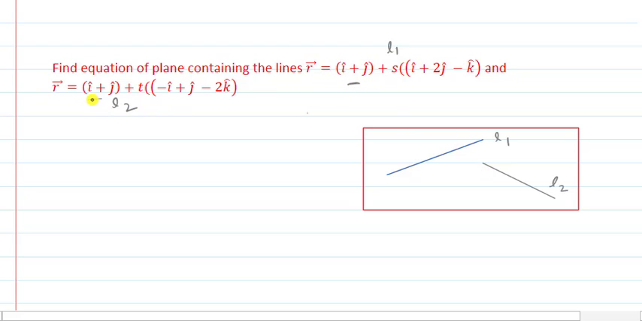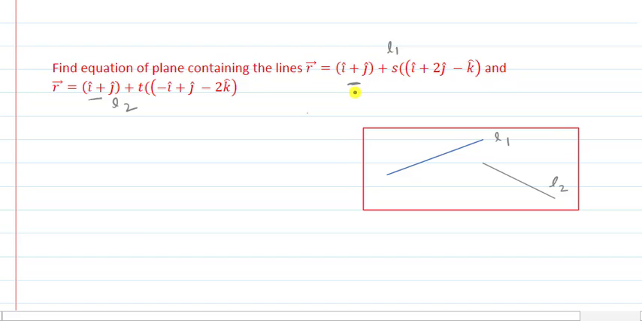Here both the passing points are the same, so we'll use this point only once, which is 1, 1 and 0. The first passing point is here with us, so we can write the equation in terms of a, b, c and x, y, z, and in place of x1, y1, z1, we'll place 1, 1 and 0. This will help us find equation number 1.